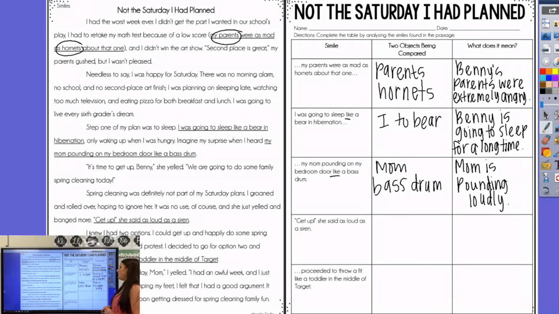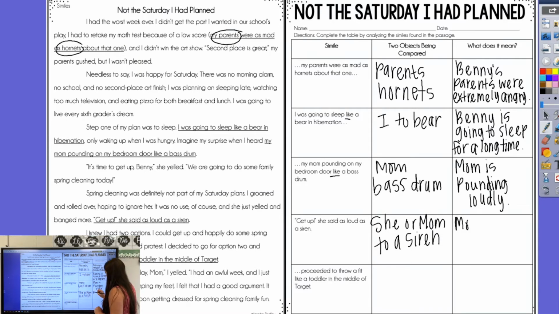Get up, she said, as loud as a siren. So we're comparing she, or mom, because that's who we're talking about, she or mom to a siren. What does a siren sound like? Very loud. So mom is speaking loudly. Add those details in there.